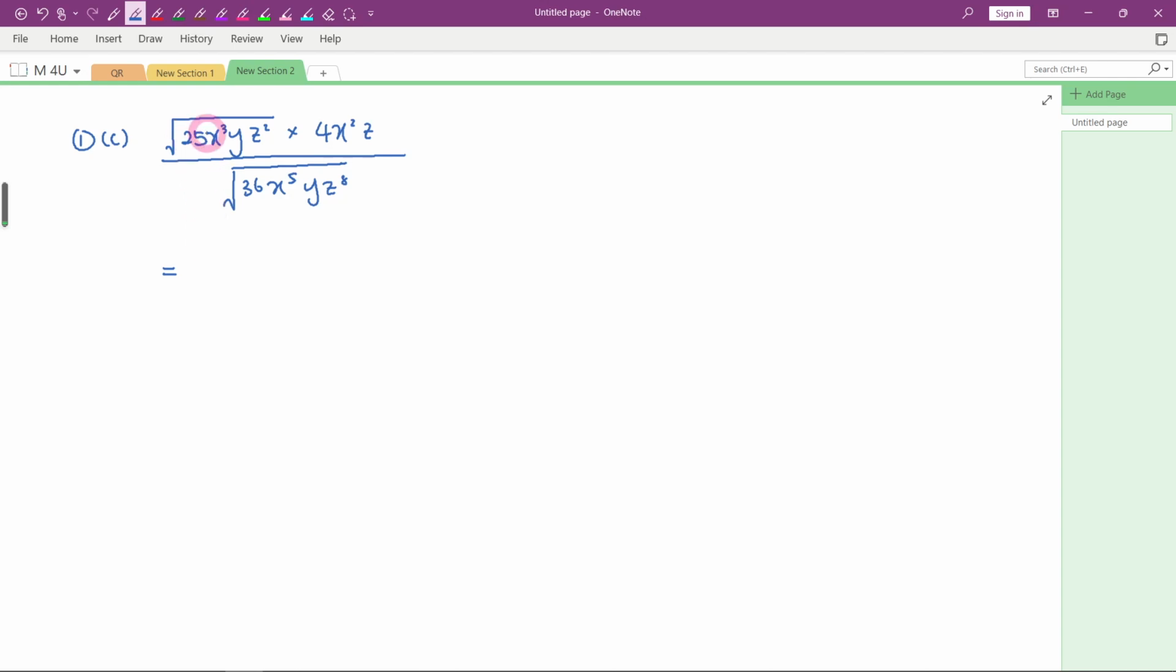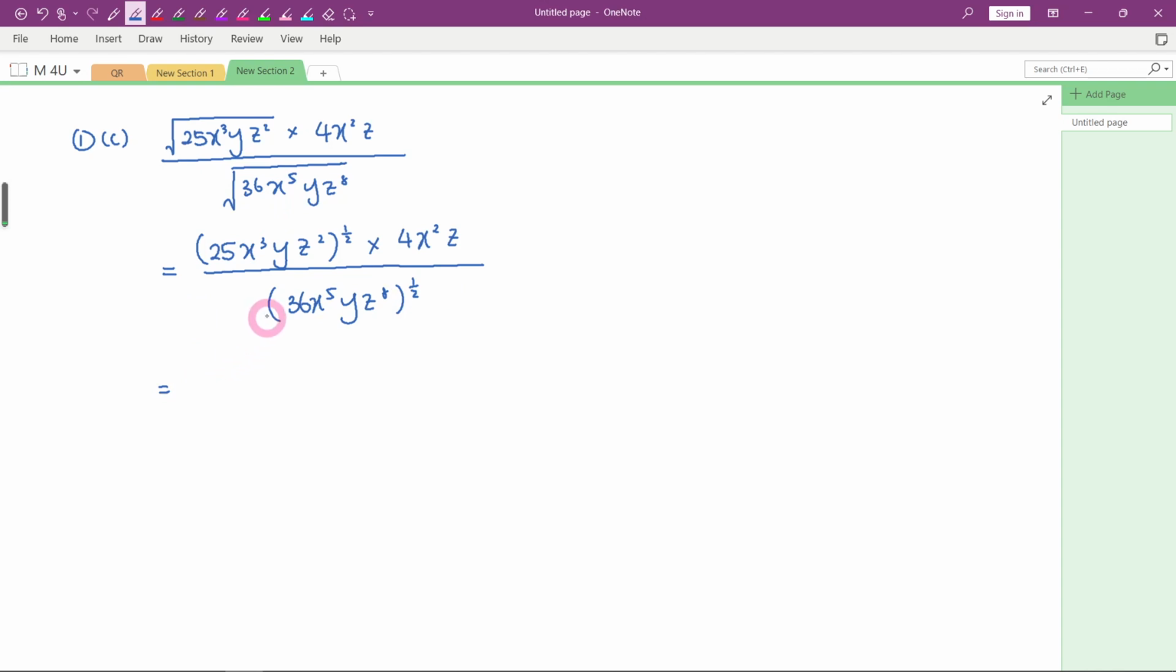Copy this whole thing first. 25, x power 3, y and z squared. Since this is a square root, it means raised to the power of 1 over 2. Okay, the rest you just copy. 4x squared z over. Do the same thing for this part. 36x power 5, y, z power 8, raised to the power of 1 over 2, because this is square root.